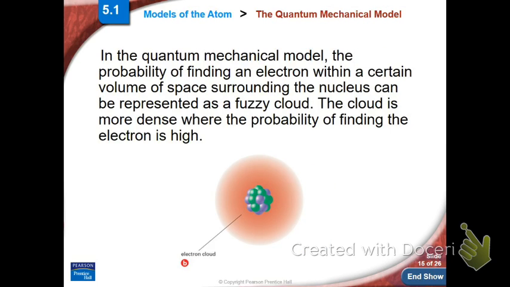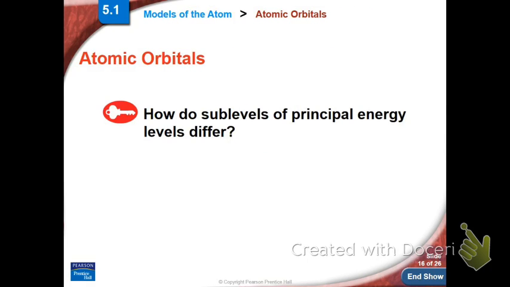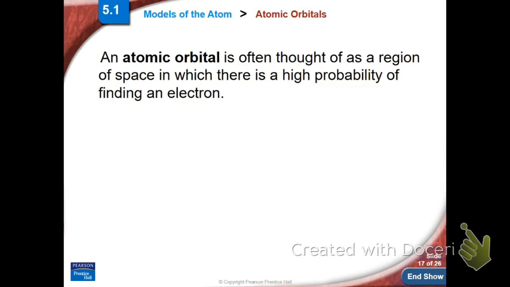The quantum mechanical model says there's no way that you can see where it is. It's going to just be a fuzzy cloud around the nucleus. And that cloud is more dense where there's a very high probability of finding an electron. He went on furthermore to say that that cloud was called an orbital. Okay? An orbital. And he proposed that there's going to be this region of space where there's a very high probability of finding an electron. He called that region of space an atomic orbital.